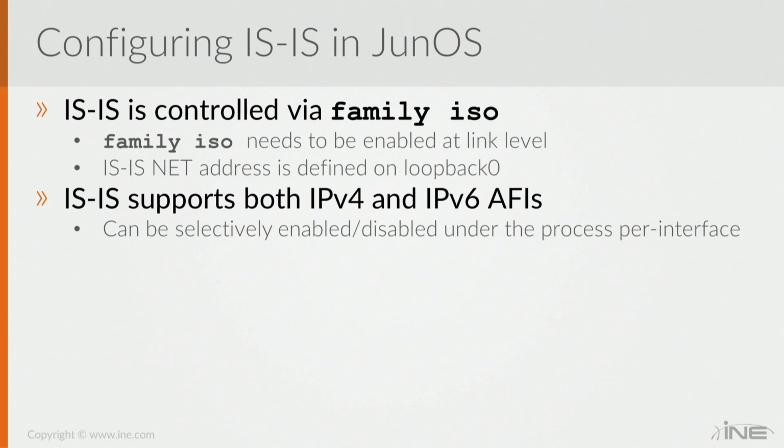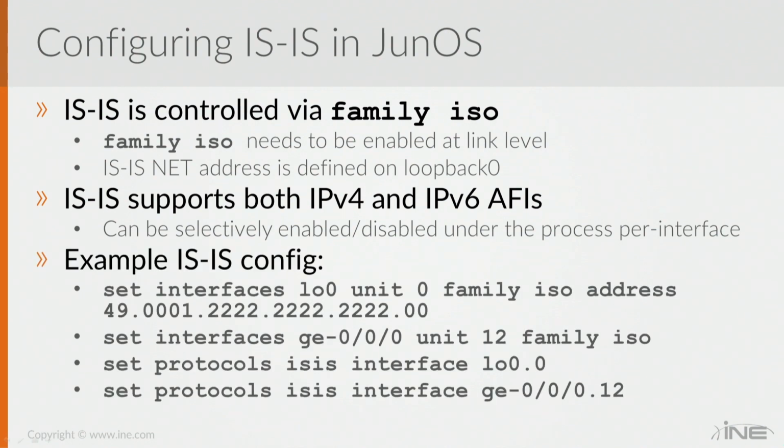multi-topology ISIS. So from a general config point of view, the first thing that we're going to do is to define the NET address under the loopback. So that's going to be under family ISO, and we set the address. And then we specify what are the other interfaces running IPv4 or IPv6 that we want to enable ISIS on, activate the address family ISO, and also the protocol ISIS under the interface for ISIS under the process.